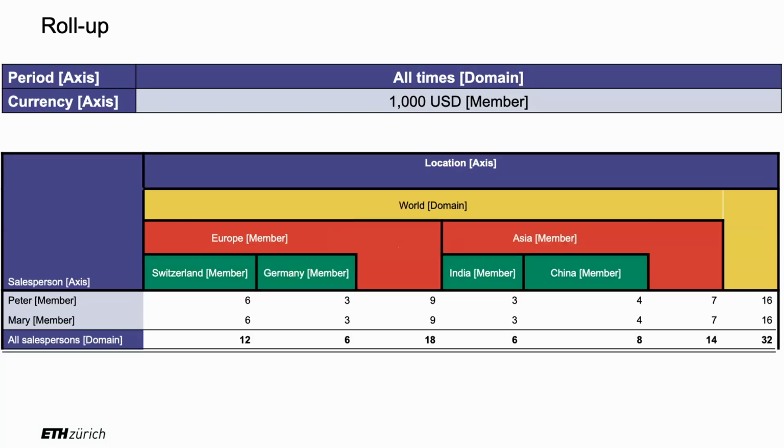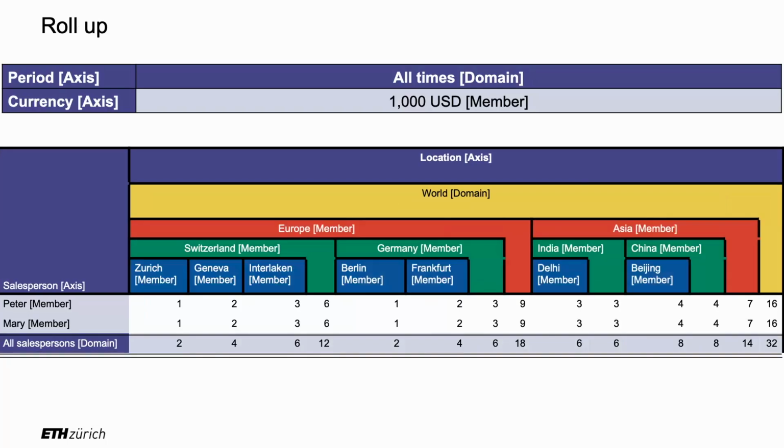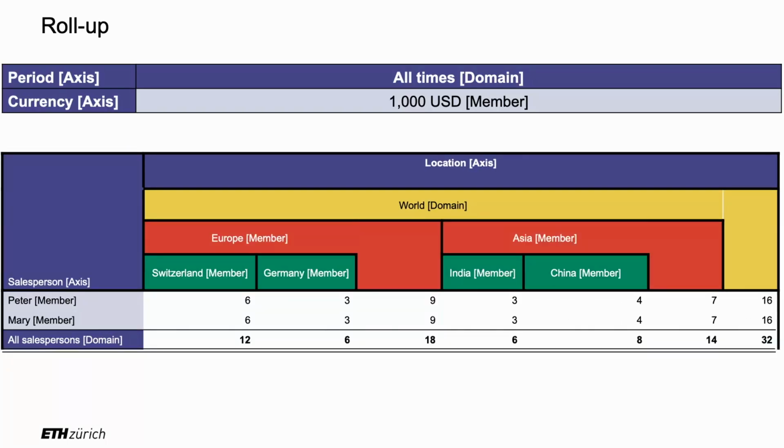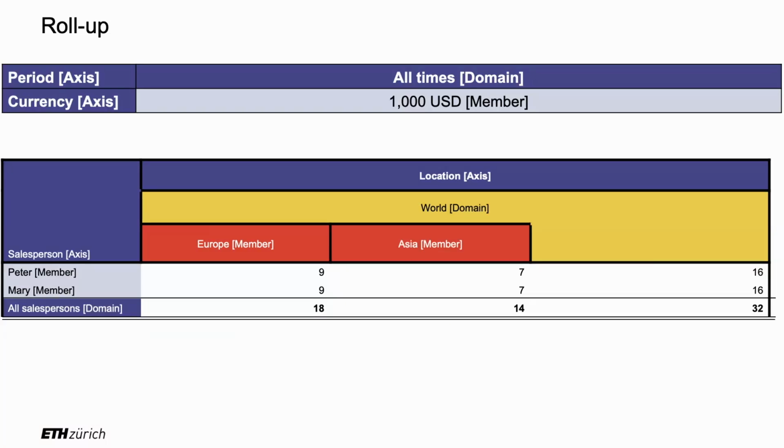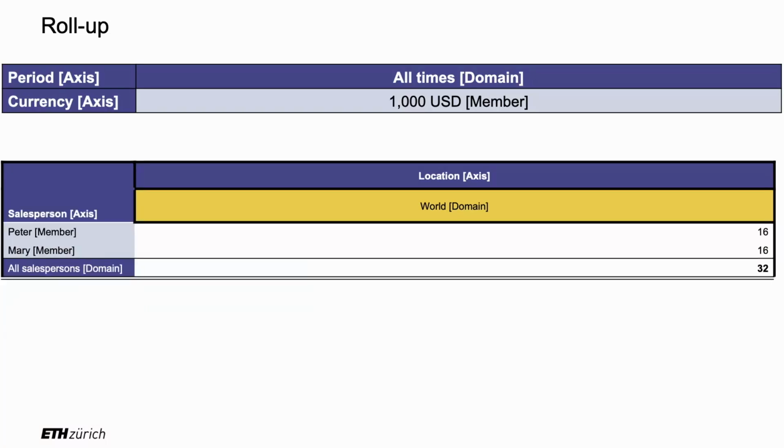Like this, yeah. This is called a roll-up. You go from here to here. You just remove details. I can roll up again. Maybe you don't want the countries. There you go. Now you have the continents, or you can even roll it up completely all the way to aggregate over the whole world.